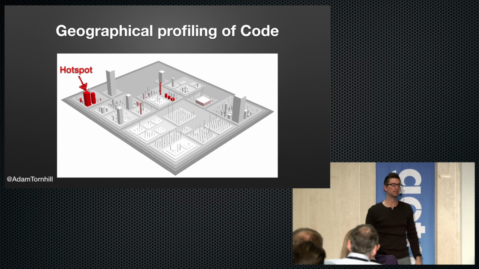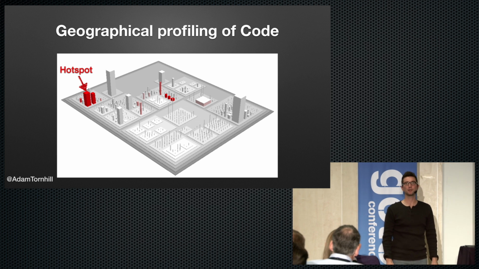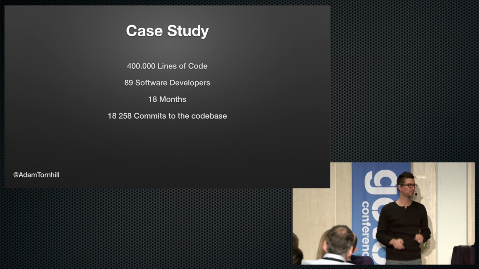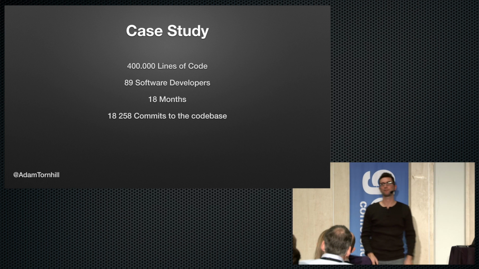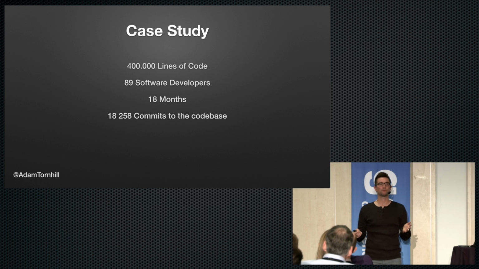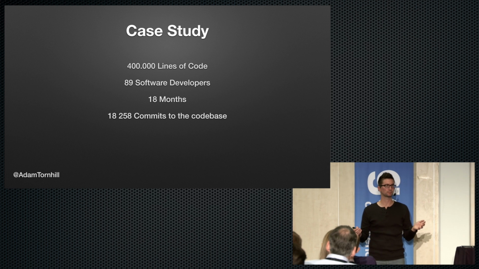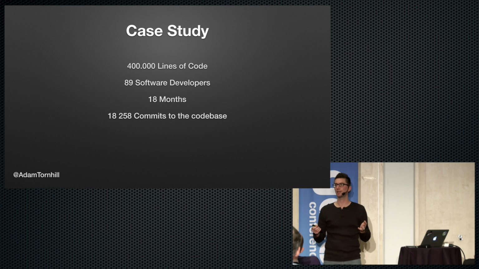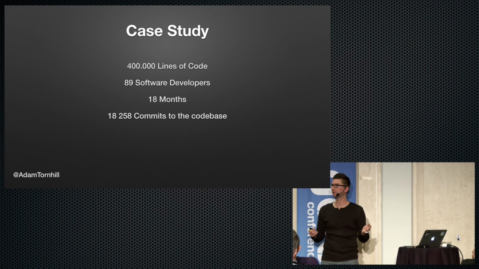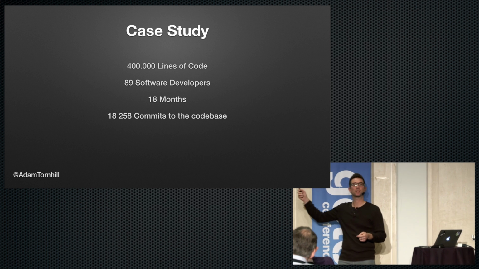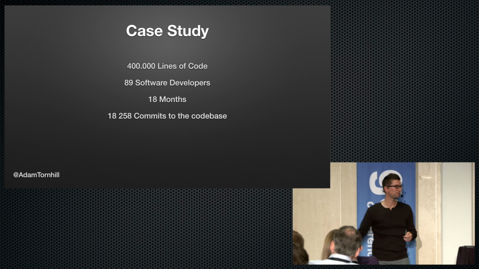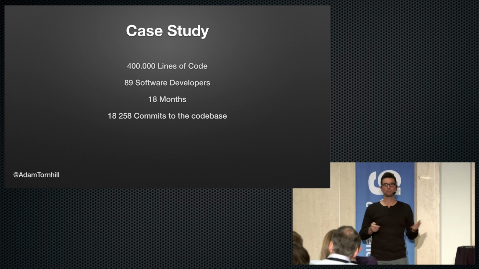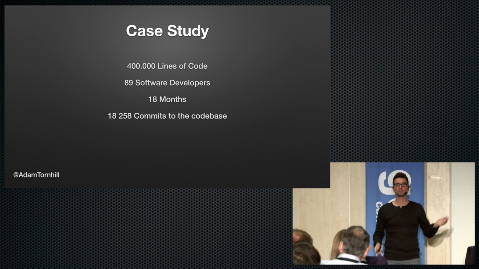To find out, I did a set of case studies, and I would like to present one of them for you. This is a case study done on a fairly large system consisting of 400,000 lines of code. That system was developed by 89 programmers, and I looked at a period of a year and a half. And during that time, those programmers made a lot of changes. So here's what the geographical offender profile looks like.